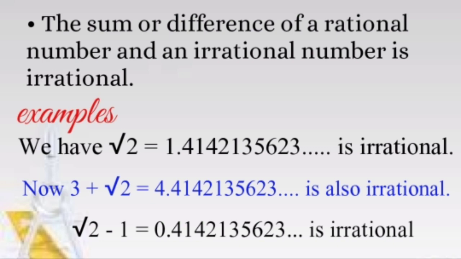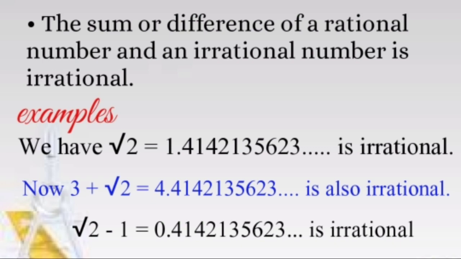For example, consider the irrational number root 2. We have root 2 equal to 1.414213, etc. It is a non-terminating, non-repeating number, so it is irrational. If you are adding the rational number 3 to root 2, 3 plus root 2 equal to 4.414213, etc. It is also an irrational number.